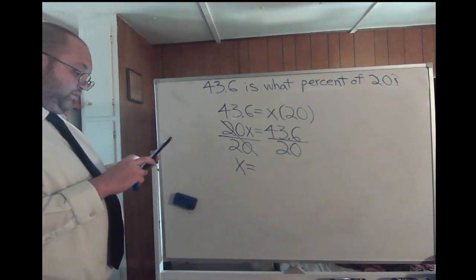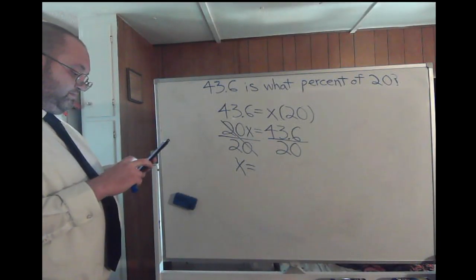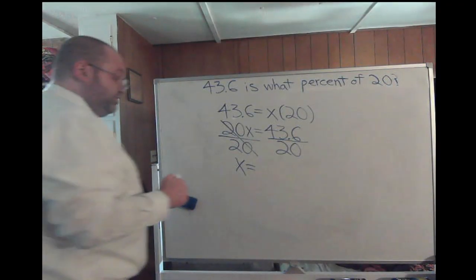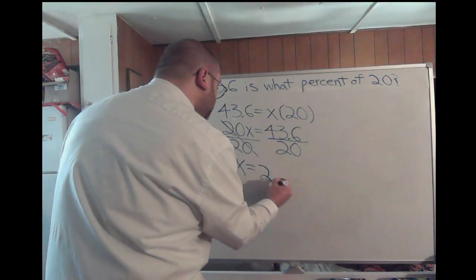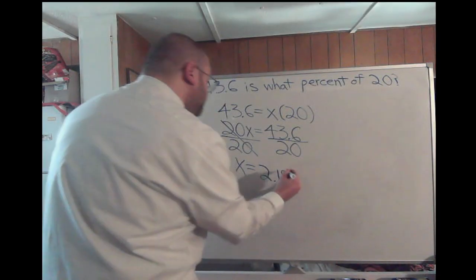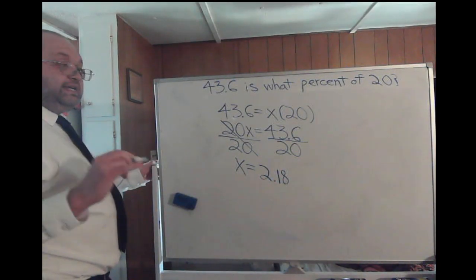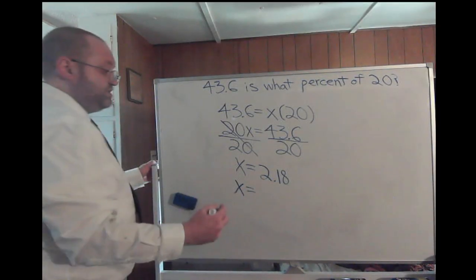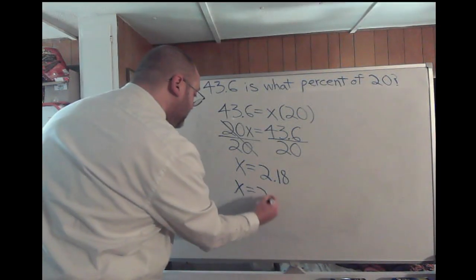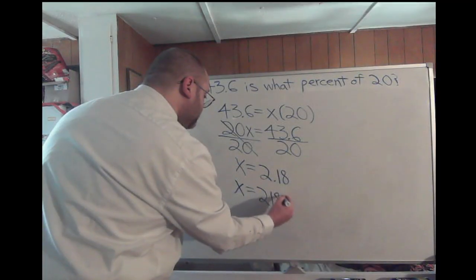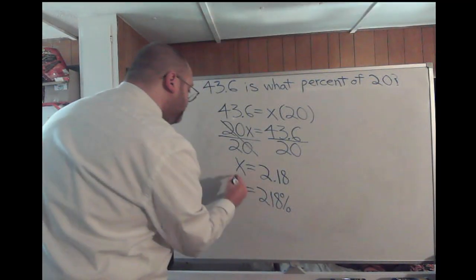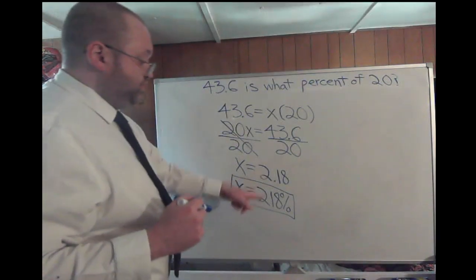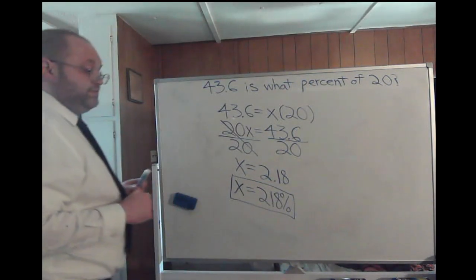So let's do that. 43.6 divided by 20. That's 2.18 as a decimal. So as a decimal, I have 2.18. But I need to get this as a percent. Of course, in order to get it as a percent, I just move the decimal place 2 to the right. I'll have 218%. So the answer is 43.6 is 218% of 20. That would be the answer.